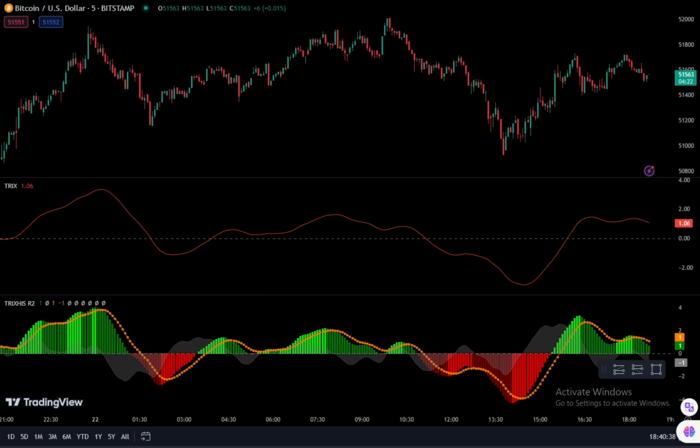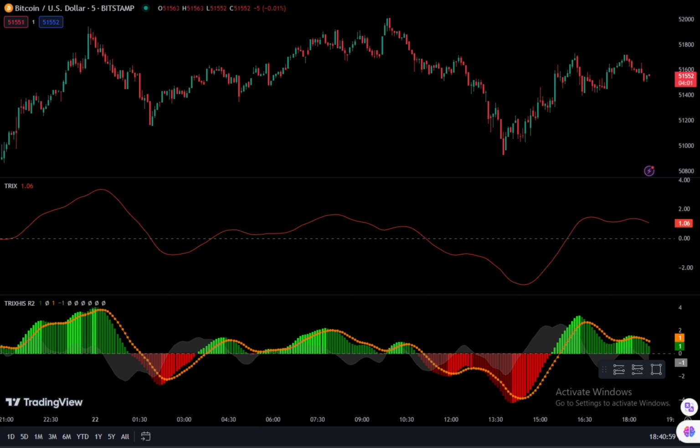It acts as an oscillator, moving above and below the center line, which is 0. It's calculated using a triple exponentially smoothed moving average to filter out market noise. When the Trix is above 0, it indicates an uptrend, and when it's below 0, it suggests a downtrend. Crossings of the center line can signal a change in market direction.